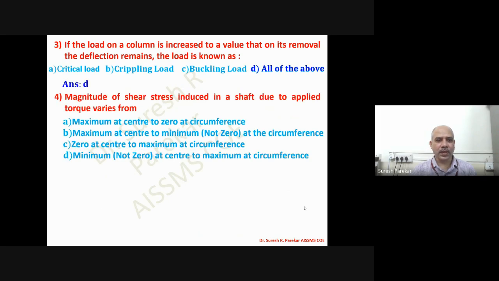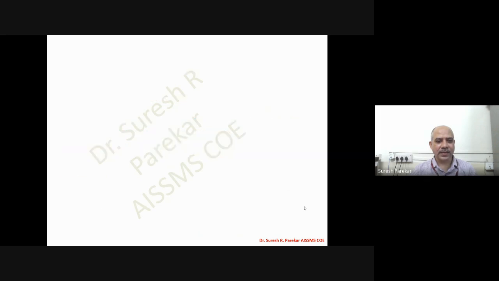So all of the above. The magnitude of shear stress induced in a shaft due to the applied torque varies from. So we know it is 0 at center and maximum at circumference, because we have tau by r equal to G theta by L. G theta by L is constant, so tau is directly proportional to r. So 0 at center and maximum at circumference, C.